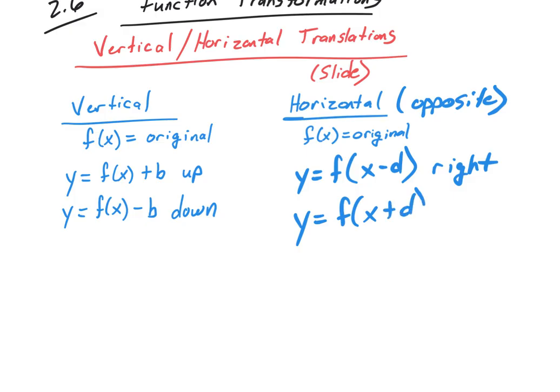And then if I put a plus sign inside the function, it's going to move it left, however many units, whatever that d value would be. Okay, and we can do a single movement, or we can do a combination of the two. And so I'm going to give you a couple of examples before we talk about some of the other ones.